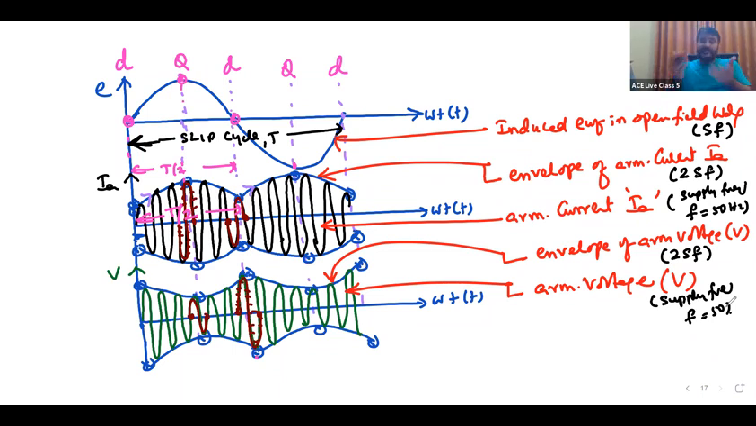Okay. This is the question. Match the following, from a previous ESC examination. During the slip test, match the induced EMF in open field winding, armature current, envelope of armature current, and armature voltage with SF, 2SF, F, like that. Very clear. Induced EMF is at slip times frequency. The envelopes are 2SF. Armature current and voltage are at supply frequency.